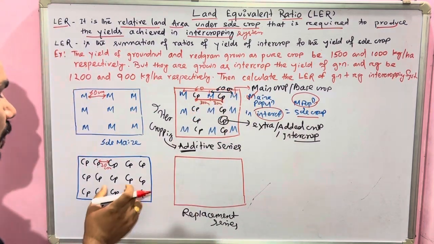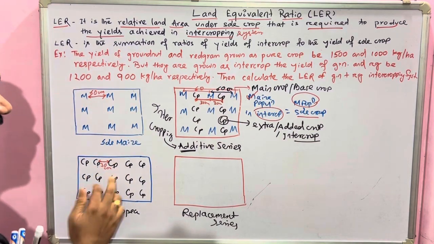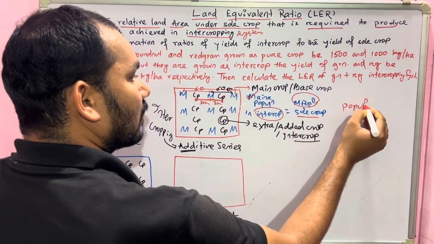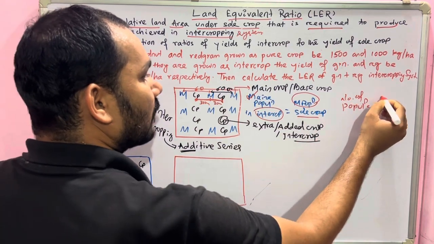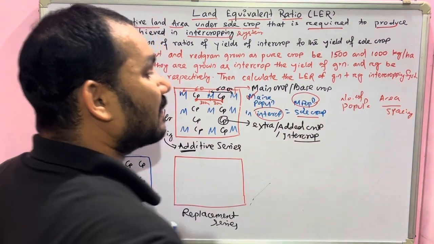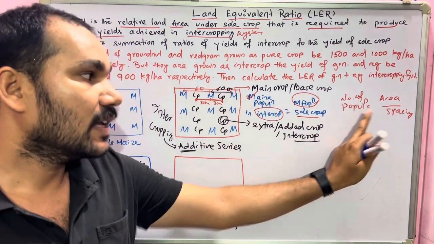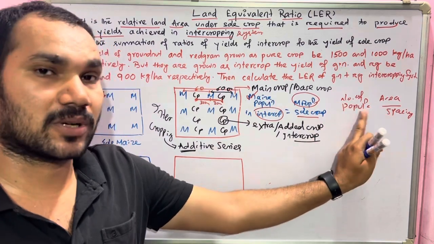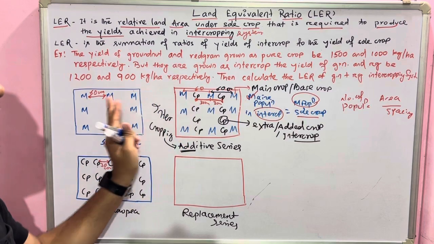But in case of sole cowpea, the row to row spacing is 30 centimeter. As you know, the population is equal to area by spacing. That means if spacing will increase, then the number of population will decrease. If spacing will decrease, then the number of population will increase. This is inversely proportional. So here the maize population remains the same because the spacing is the same.